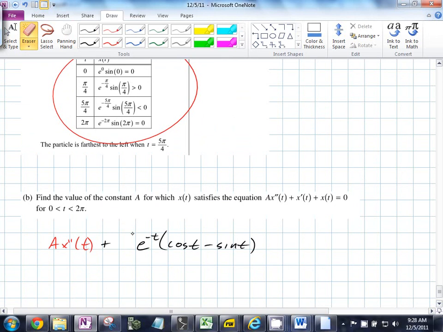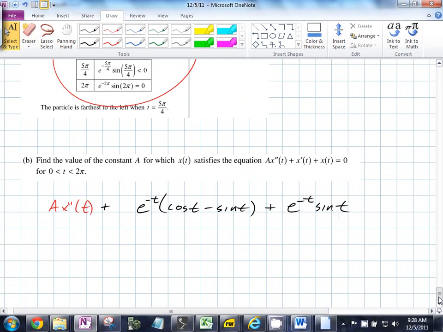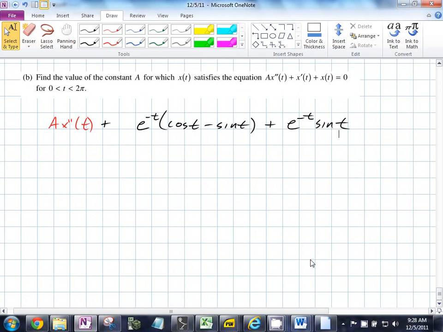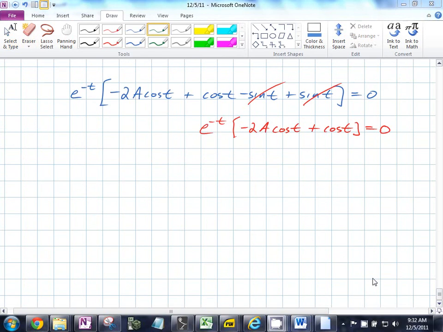So what are we solving for? Negative 2a cosine t plus cosine t is equal to 0, right? So we have cosine t is equal to 2a cosine t. So what do we get? 1 is equal to 2a, so a is equal to 1/2. Is that freaking beautiful?